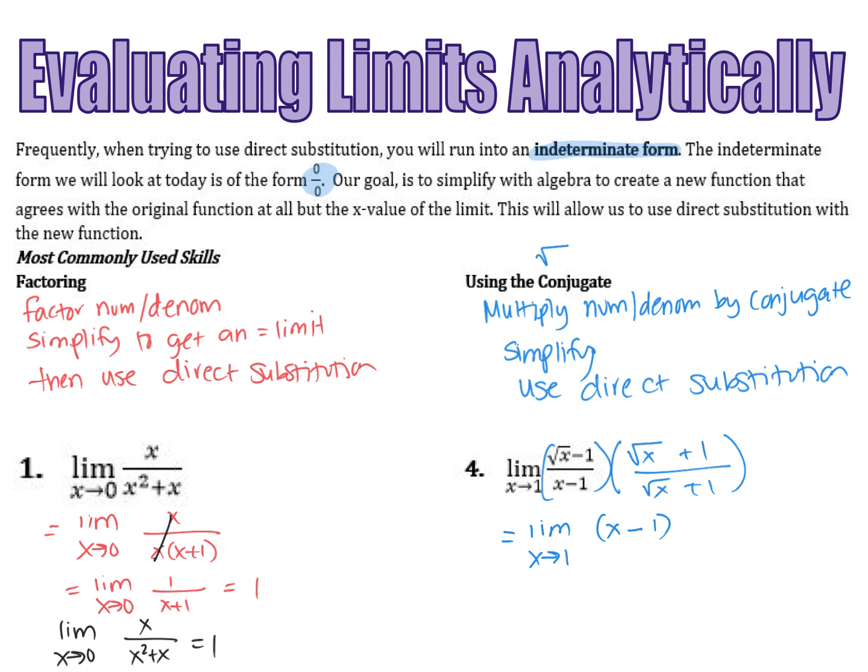In the denominator, this is where I'm going to have you not actually distribute. So there was already an x minus 1 in the denominator, and we're multiplying that by the square root of x plus 1. So notice now we have a factor that divides out, which means now we can use direct substitution. We're going to have 1 in the numerator, and in the denominator, we're going to have the square root of 1, which is 1, plus 1, which is 2. So the limit as x approaches 1 of the square root of x minus 1 over x minus 1 is going to be equal to 1/2.